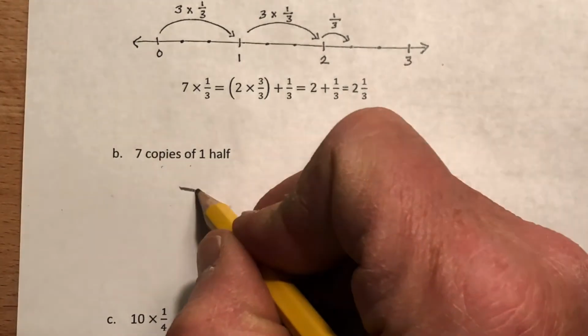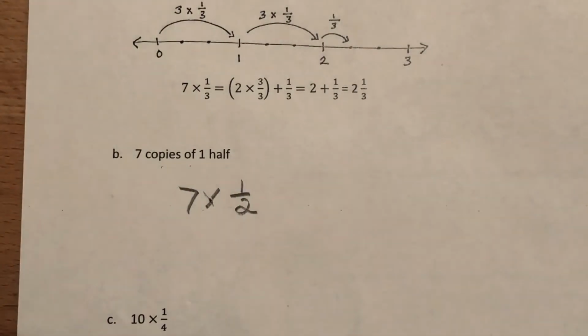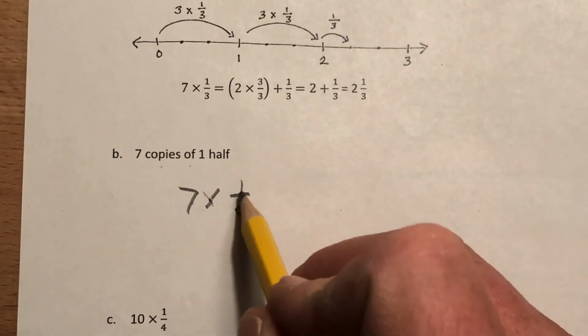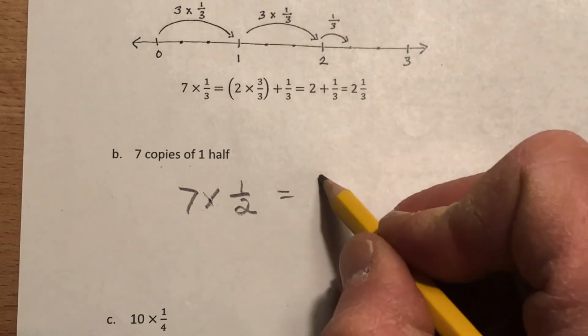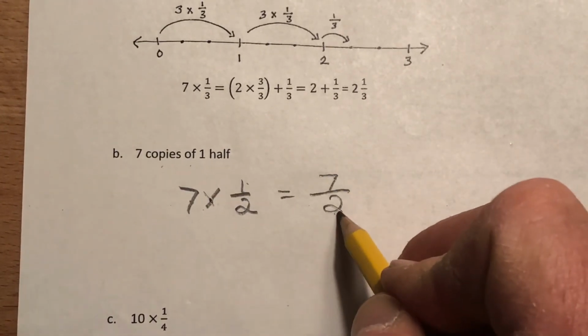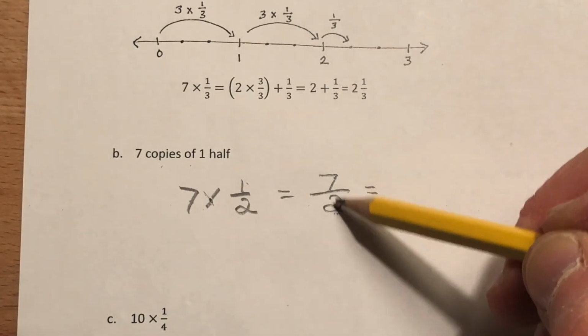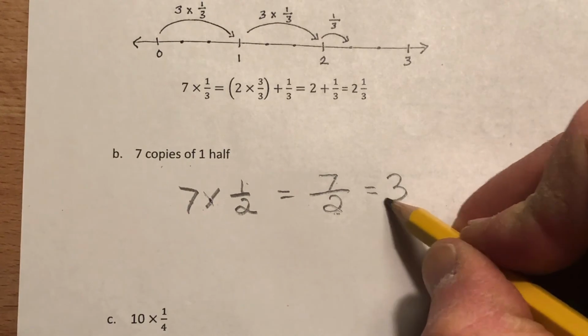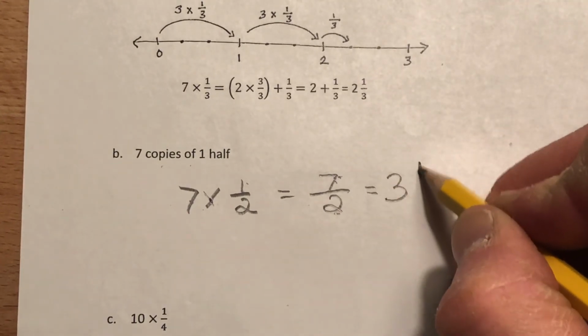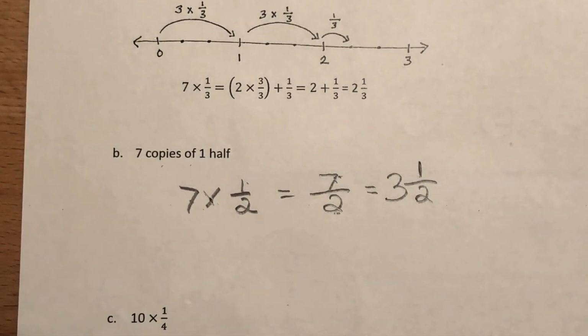So what is this? It's 7 groups of 1/2. If I count by 1/2 7 times, what do I end up with? So this is what we do. If I count by 1/2 7 times, I'm going to end up with 7 halves, right? 7 times 1 is 7. Now I need to make this into a mixed number. How many times does 2 fit in the 7? 3 times, right? There's 1 left over. I just bring it over. So this is 3 and 1/2. Okay?